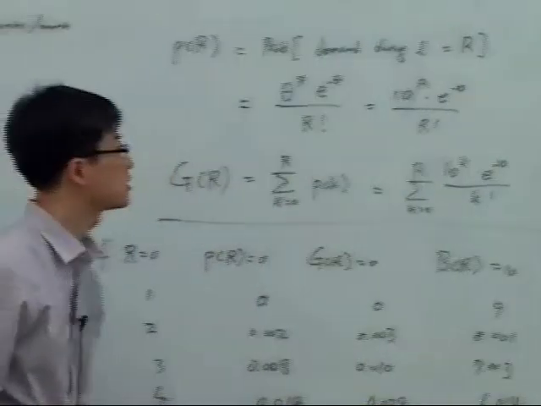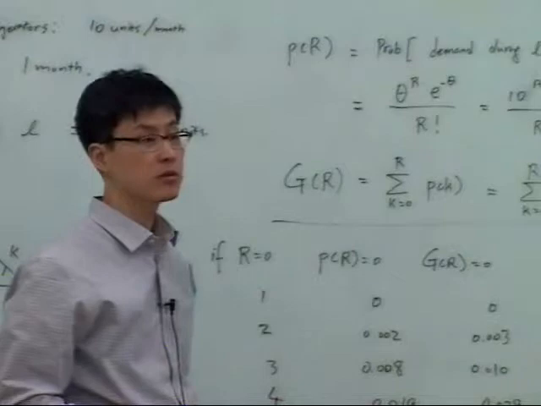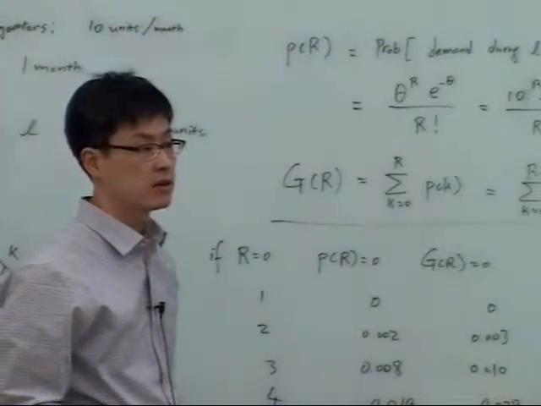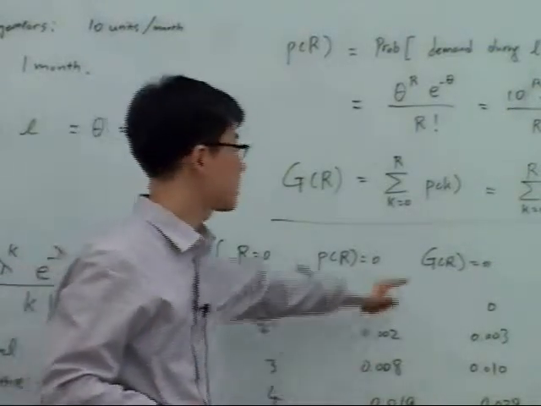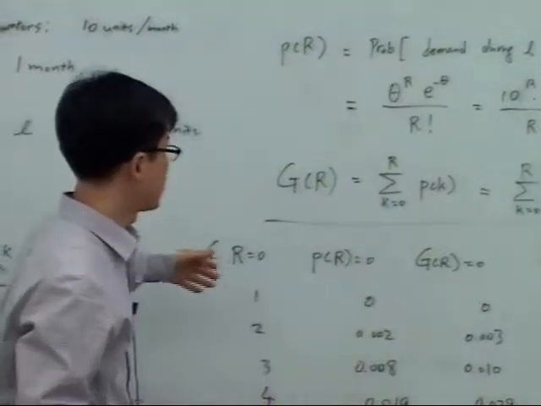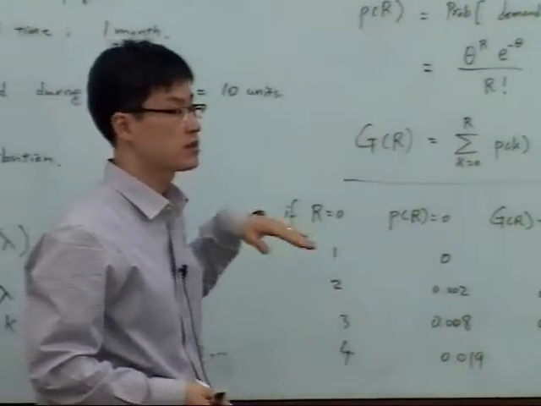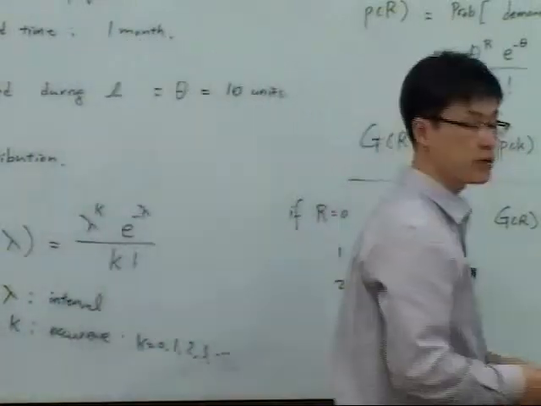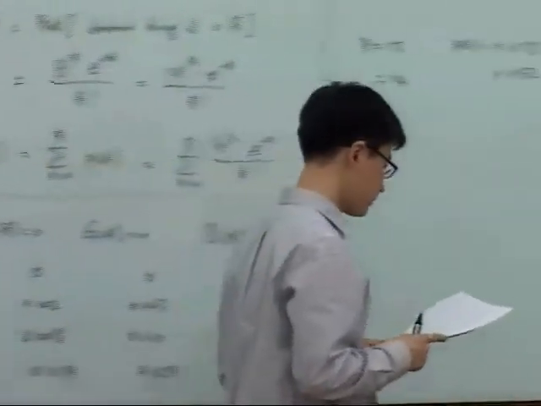Okay, how about GR? It's a cumulative probability function, right? The probability of demand being equal to or less than this R, right? We calculated this based on this random demand. Okay? Any questions so far? Okay.